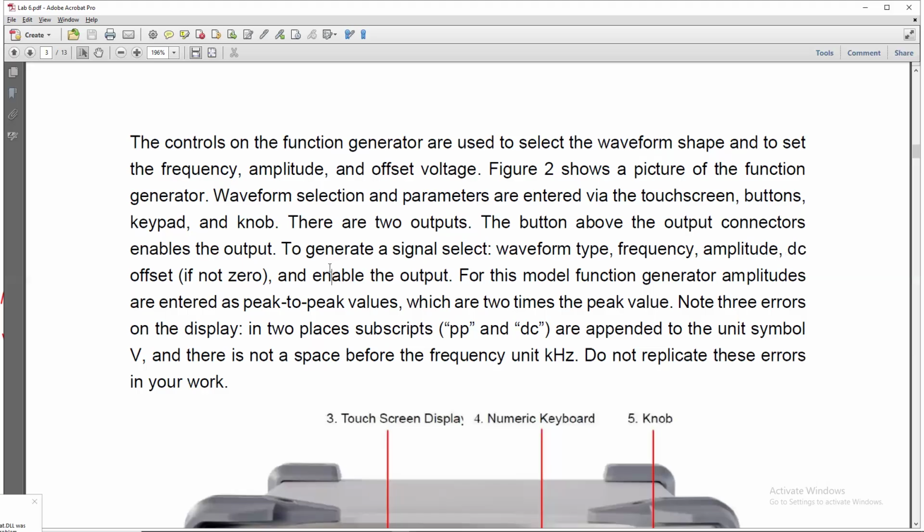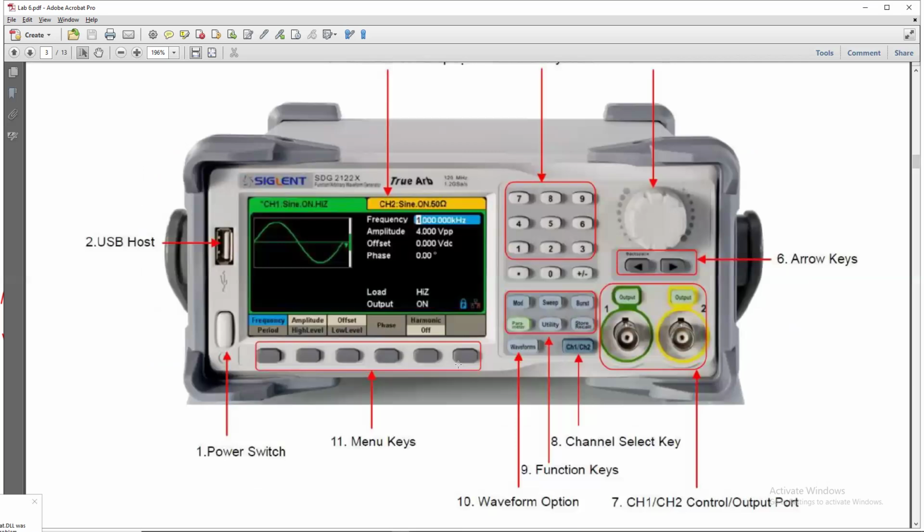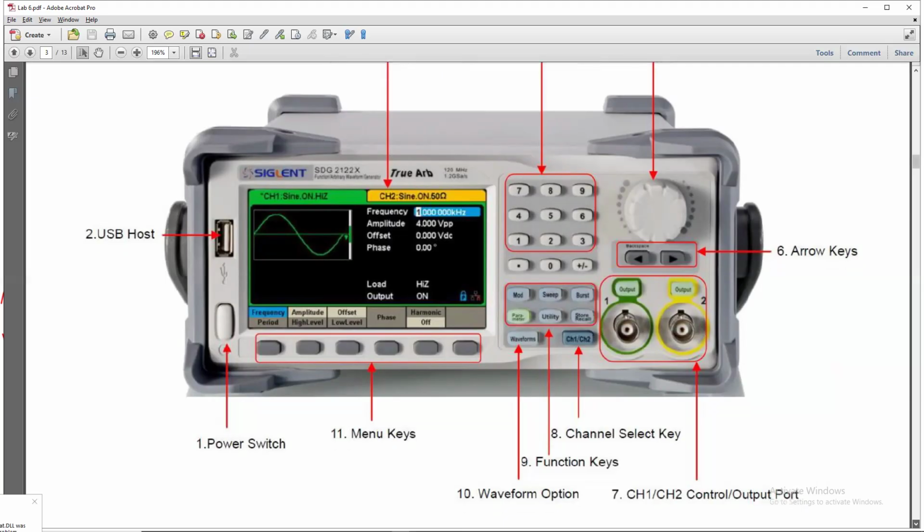Again, you have just a bunch of buttons here, and that's what you should learn. You have different buttons to select the type of the signal and all these parameters to generate a signal. You can see we have two outputs here, this one and this one. Once you generate the signal, you have to hit the output button to be able to see the signal. So this is the first one.